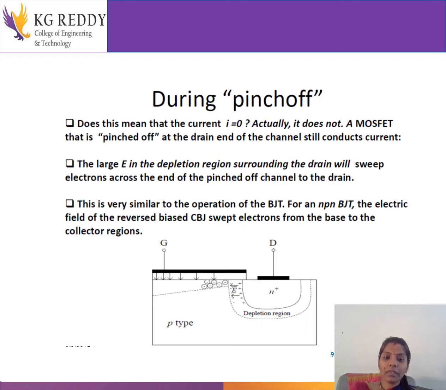Due to the electric field and the energy that the electrons have, even though there is a pinch off, all the electrons should stop over there. But what it is doing is that it is still moving from the channel to the drain. This is very similar to the operation of an NPN BJT. The electric field of the reverse biased common base junction sweeps electrons from the base to the collector region.